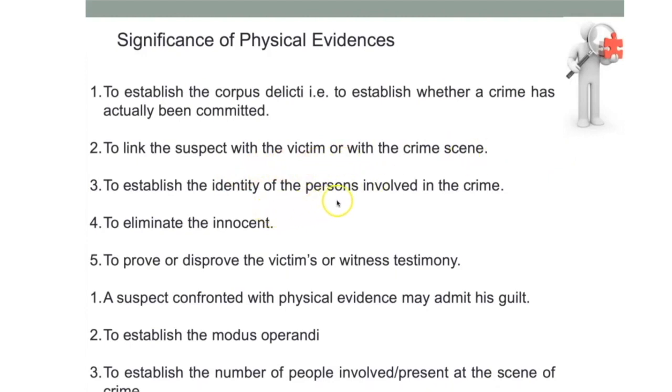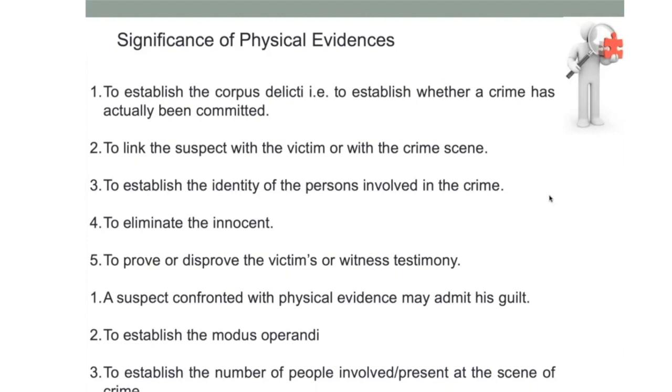To establish the identity of the person involved in the crime, let's say you need to identify a person. So if his fingerprints are encountered on the crime scene, if his DNA is encountered, if his blood is encountered, if his footwear impression has been encountered, or any other such evidence which establishes the identity of the person, that can also be done through the physical evidences.